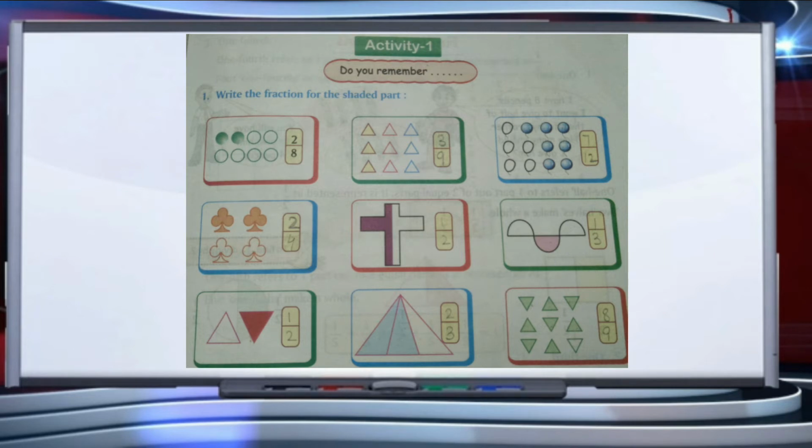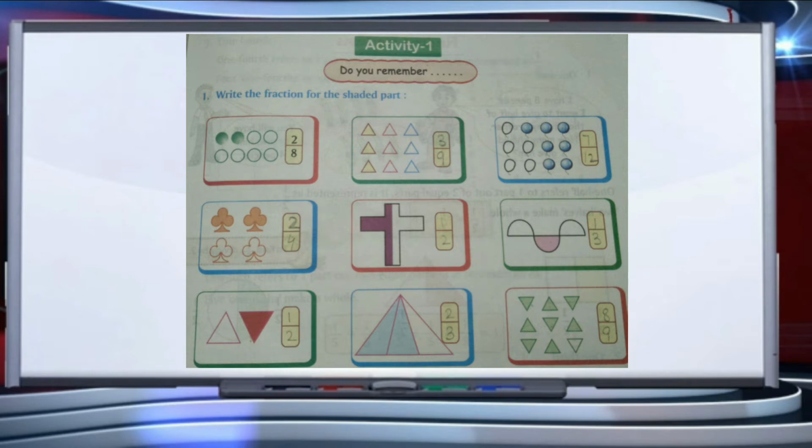Next we have 12 balloons. Out of those 12 balloons, 7 are shaded. 7 are colored. That means the fraction will become 7 upon 12. Then we have these 4 trees. In these 4 trees we have 2 shaded and 2 unshaded. That means the fraction will become 2 by 4, the total number.